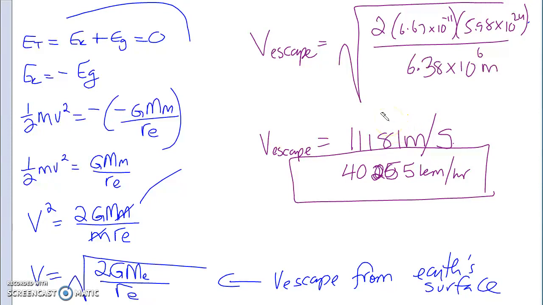Now that explains why when you look at a space shuttle, we've got these massive tanks on the side of the space shuttle, because you need this much energy just to be able to escape the gravitational well.